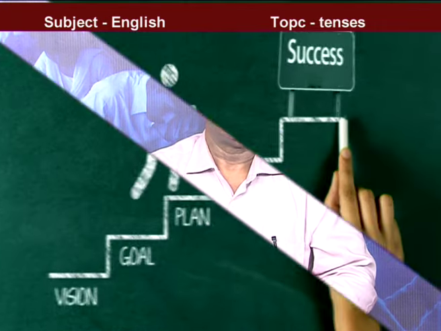The impact of which is still enjoyed. In such case, we have to express the idea in present perfect tense, okay? Present perfect tense. So, present perfect tense is used to express an action just completed, and it is also used to express a past action, the impact of which is still being enjoyed.